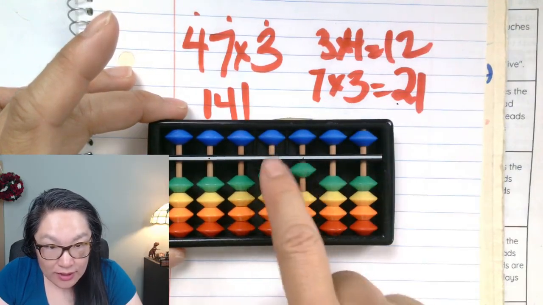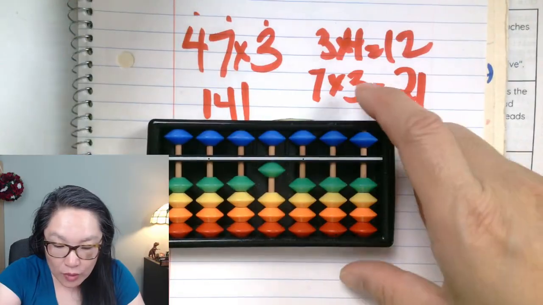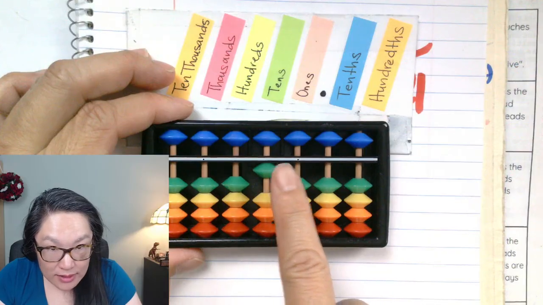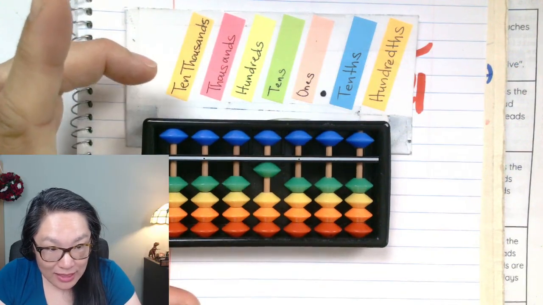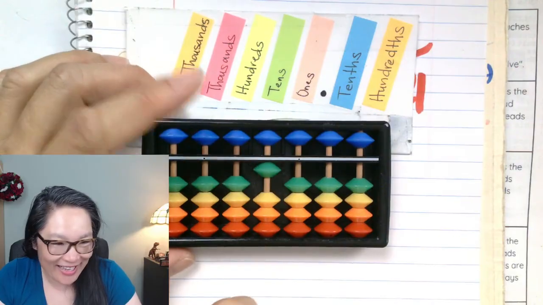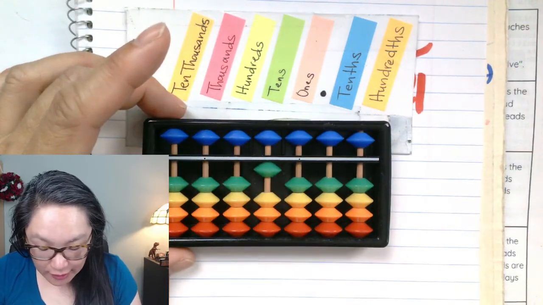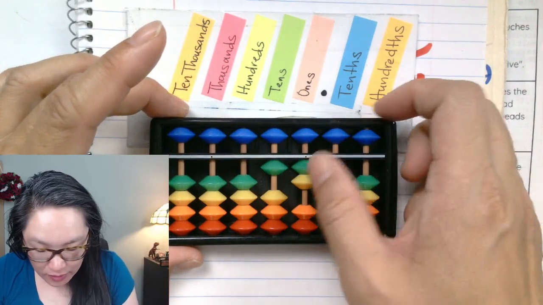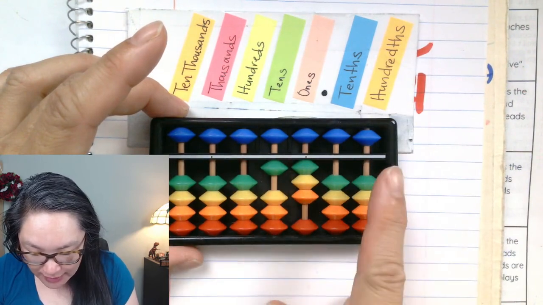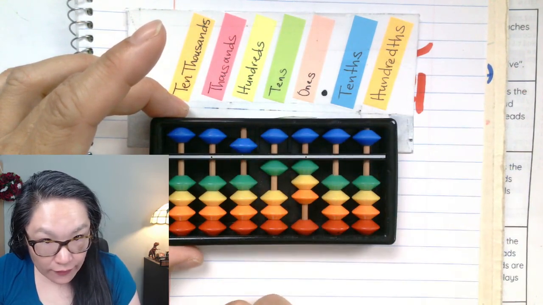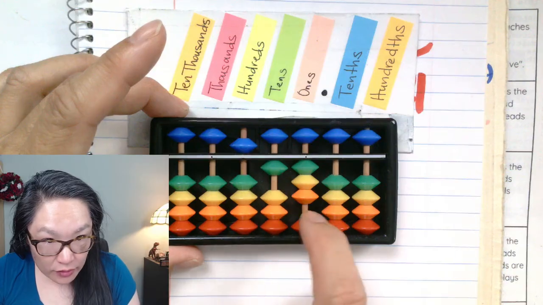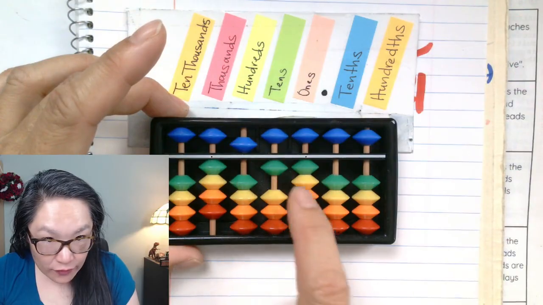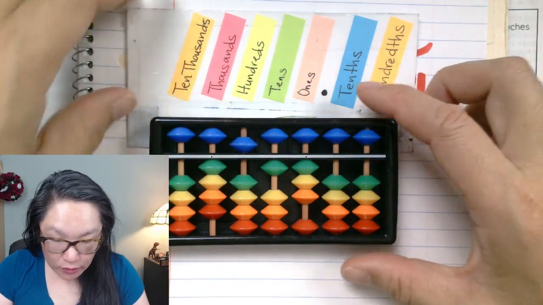Notice 10 looks like 1, but it's in a different column. So we have ones, tens, hundreds, thousands, ten thousands. This is going to be 11, 12, 13. So when we read the abacus, we did 513, and then 4,513. We're going to continue on and start adding.